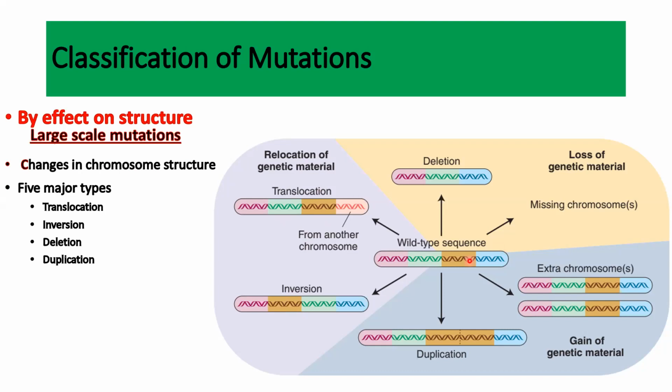Similarly, a chromosome can also undergo deletion, I mean a part of a chromosome. Here the brown part of this chromosome is deleted. On the other hand, a whole chromosome can be deleted, a complete chromosome can be deleted.